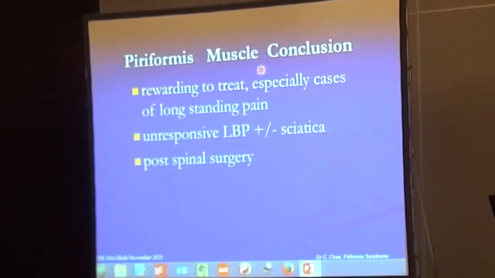So the conclusions are it's rewarding to treat, especially if you have a patient who is unresponsive to treatment, especially after post-surgery. Do it before they have surgery, and most important of all, listen to the patient, listen to the history. They will tell you that it is.